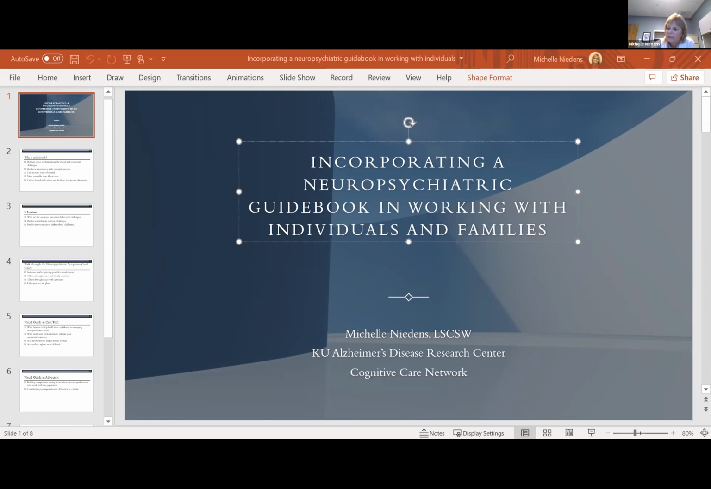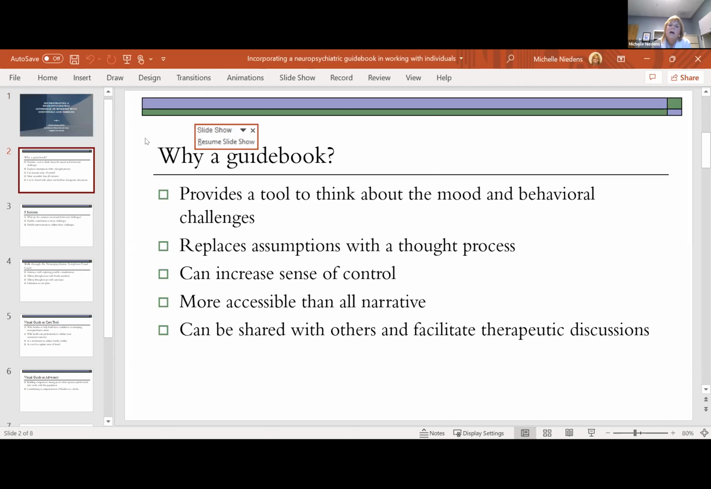There was actually a prior guidebook, created a few years ago, in 2008, and myself and many of the reviewers participated in its revision. And so we have updated it. You all are seeing it for the first time, and it will be available, and we'll talk about why we've created it and the use of the guidebook. So why a guidebook? Primarily because we absolutely need a tool to think through the mood and behavioral challenges.